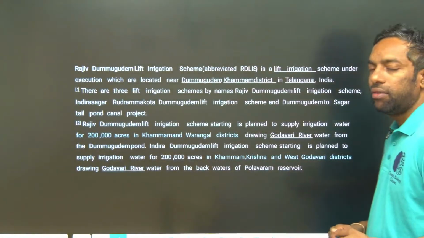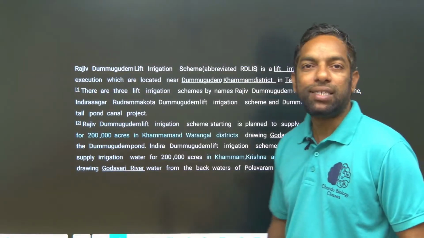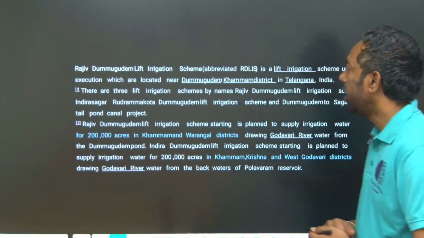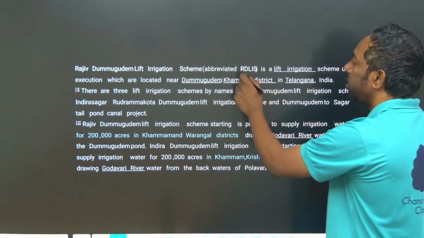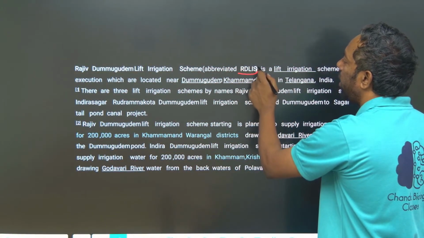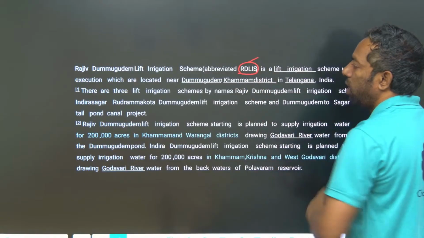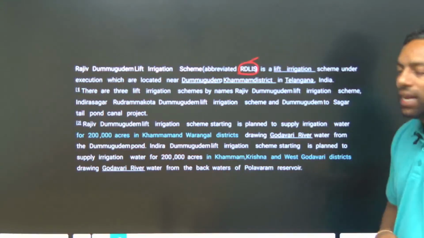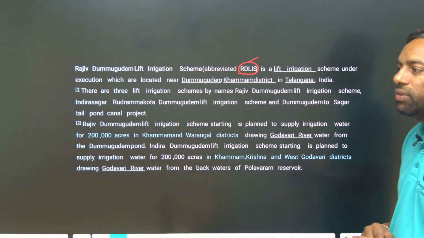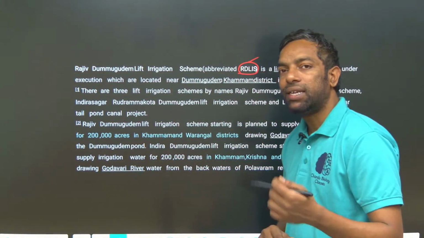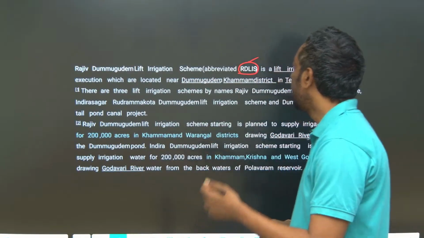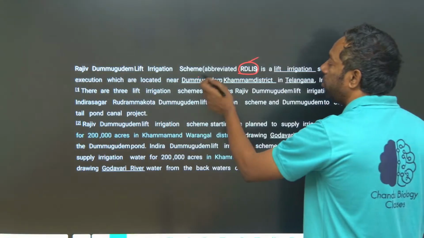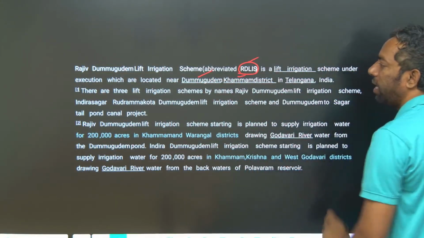We are going to discuss some more details about the Dummugudem project. We can also call it the Rajiv lift irrigation scheme, RDLIS: Rajiv Dummugudem Lift Irrigation Scheme. This scheme is in Dummugudem, Khammam of Telangana.